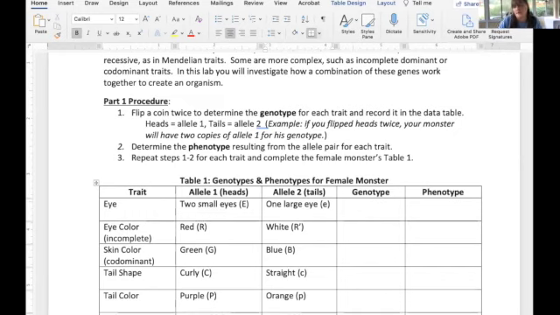I then flip a coin. We're going to pretend I just flipped a coin. Okay, I'm going to say I flipped heads. Since I flipped heads, I then put a big E in the genotype. That's only one gene. So now flip the coin again. And hey, my pretend coin is tails. Tails says this, so I put a little e. This gives me my genotype.